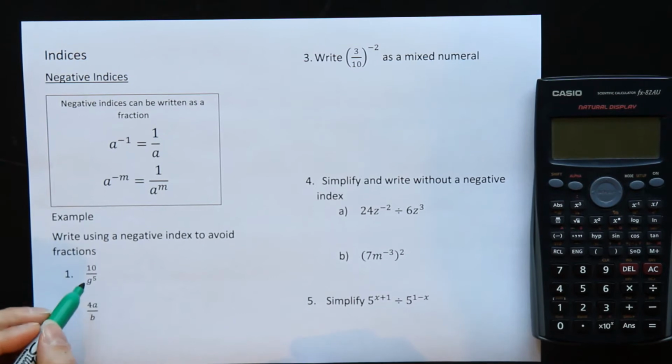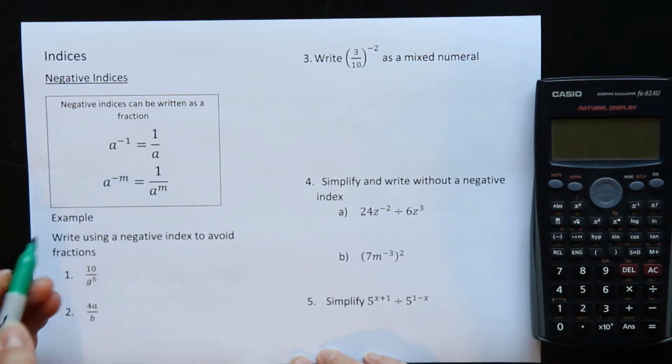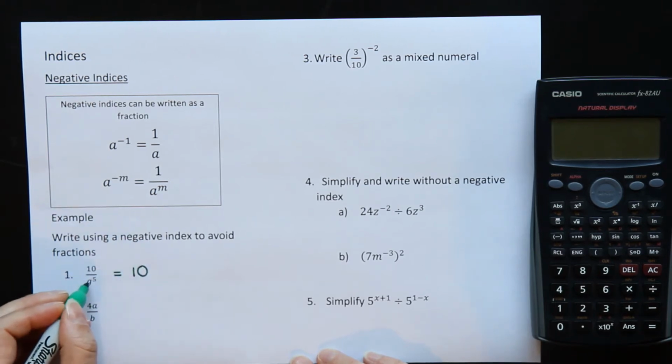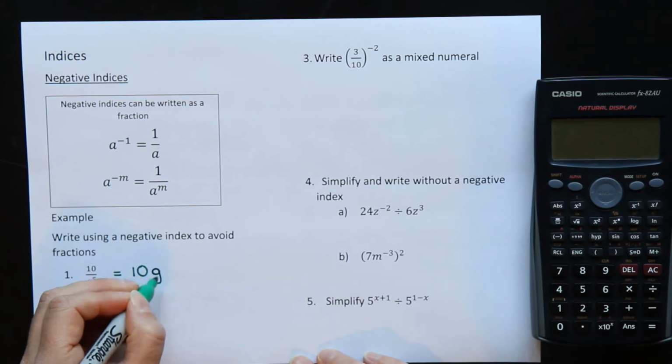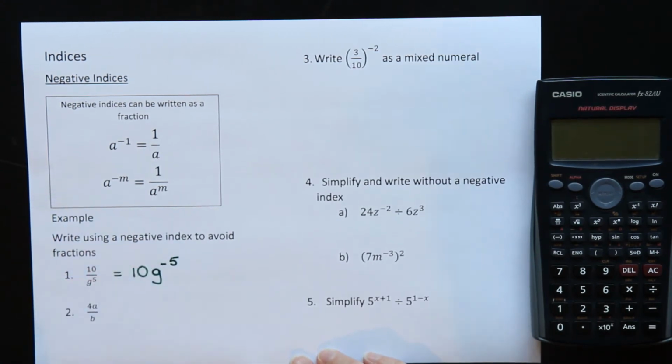So this is 10 over g to the power of 5. If I want to write that without a fraction, I'm actually doing this formula in reverse. I will write the 10, it's on the top of the fraction, and the g to the power of 5 can be brought up to the top as well if I put a negative sign back in. So it'd be g to the power of negative 5.